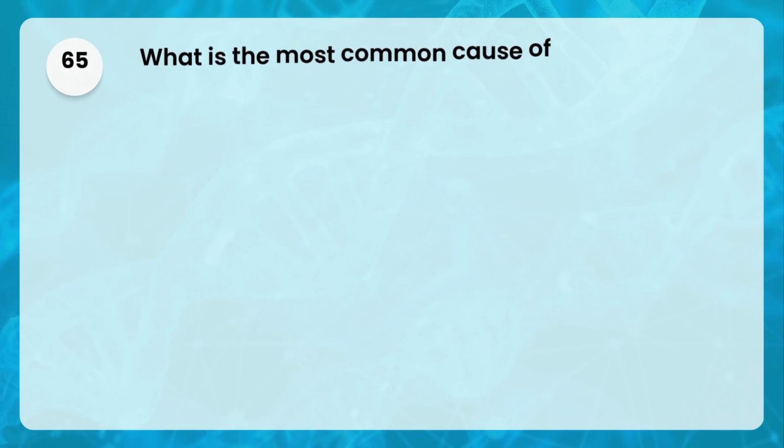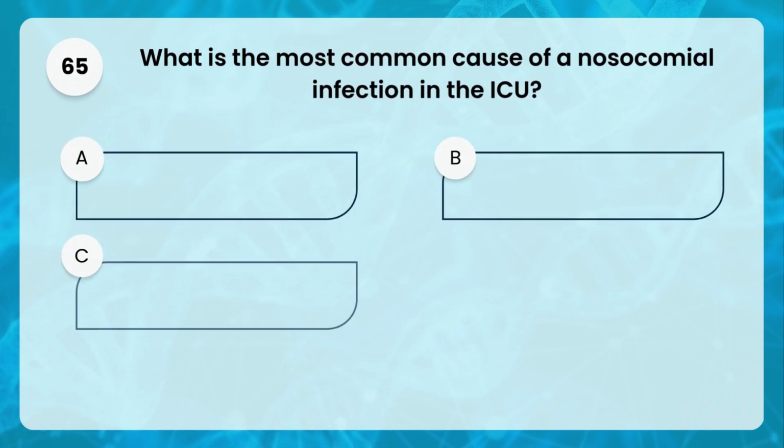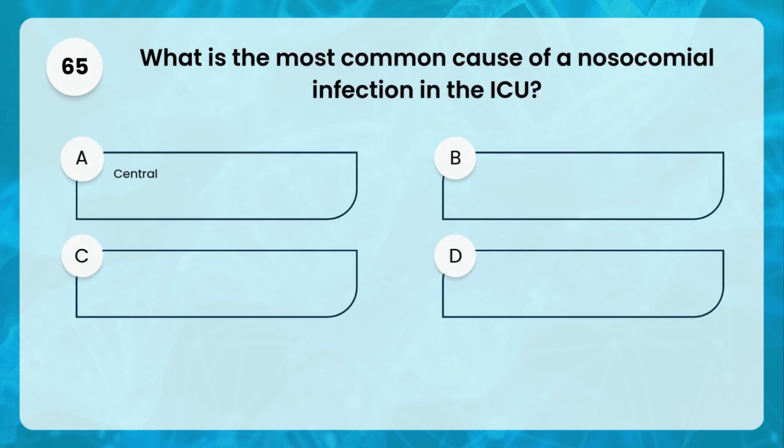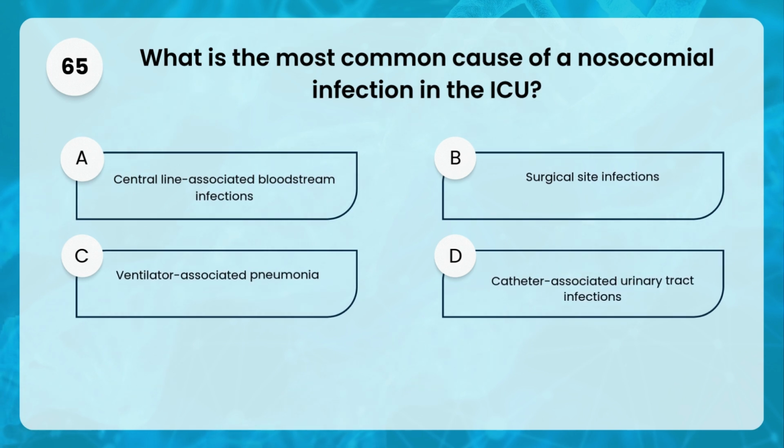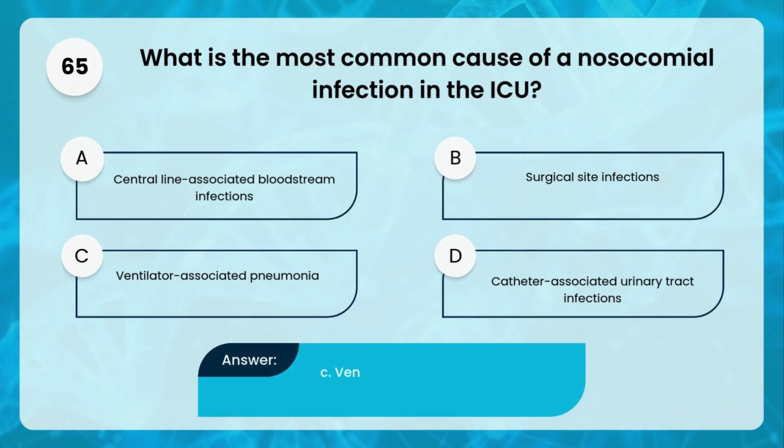Number 65. What is the most common cause of a nosocomial infection in the ICU? A. Central line associated bloodstream infections. B. Surgical site infections. C. Ventilator associated pneumonia. Or D. Catheter associated urinary tract infections. The answer is C. Ventilator associated pneumonia.